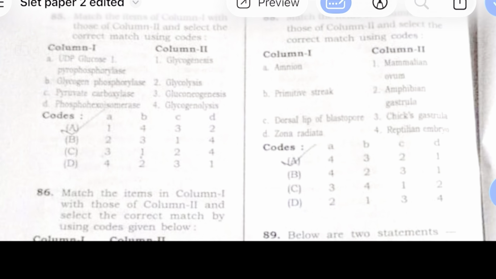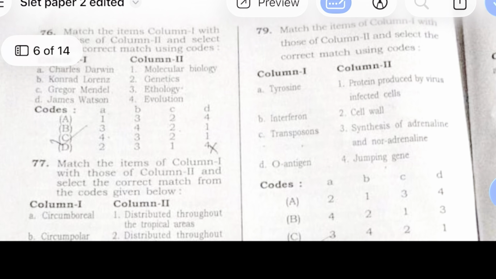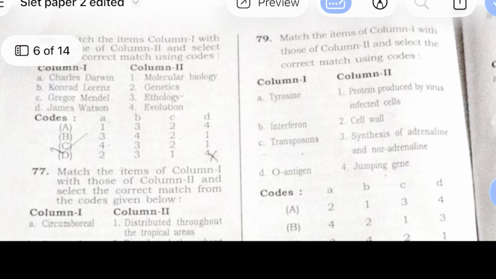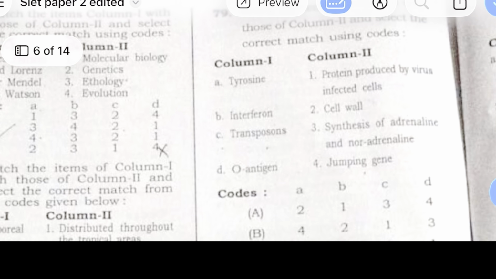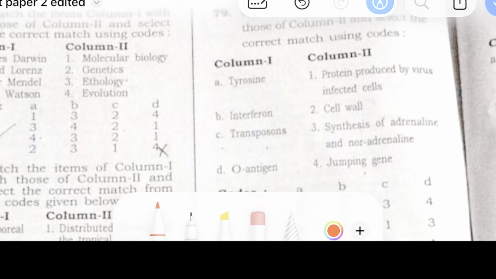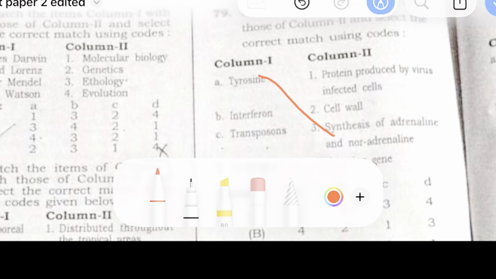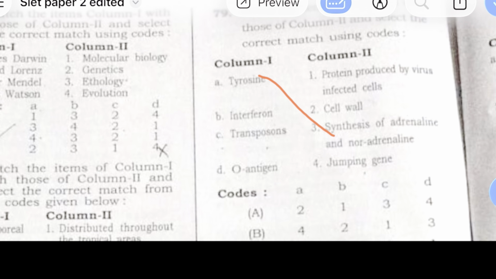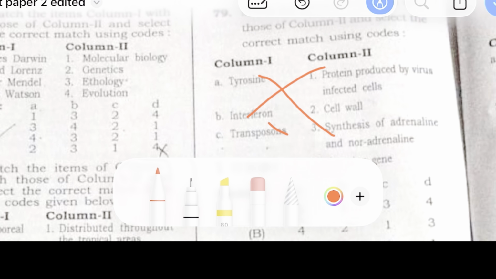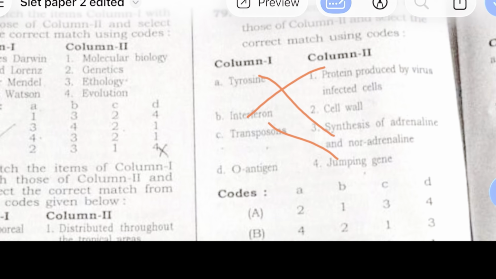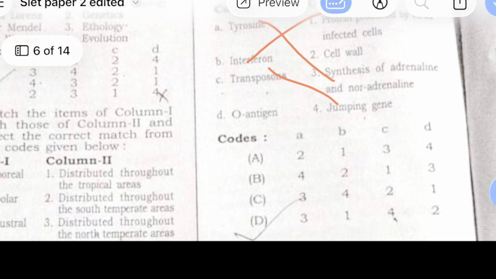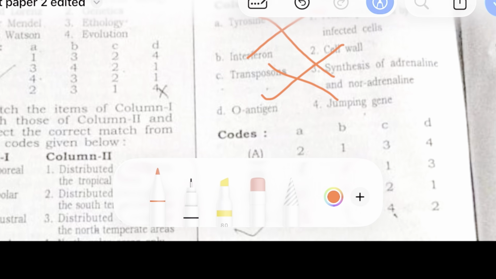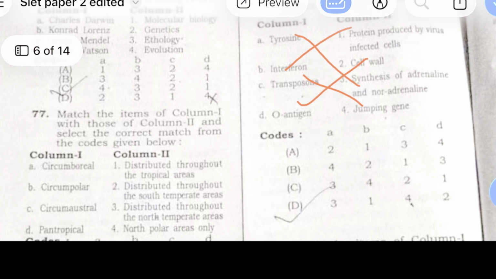So coming to the next question. Next question is a match the following question. Let's see on the right hand side. Tyrosine amino acid is important for the synthesis of adrenaline and noradrenaline. Interferon is proteins produced by virus infected cell. Transposon is a jumping gene, we all know. O antigen is present in cell wall. So if you match the options, your correct answer will be option number D only.